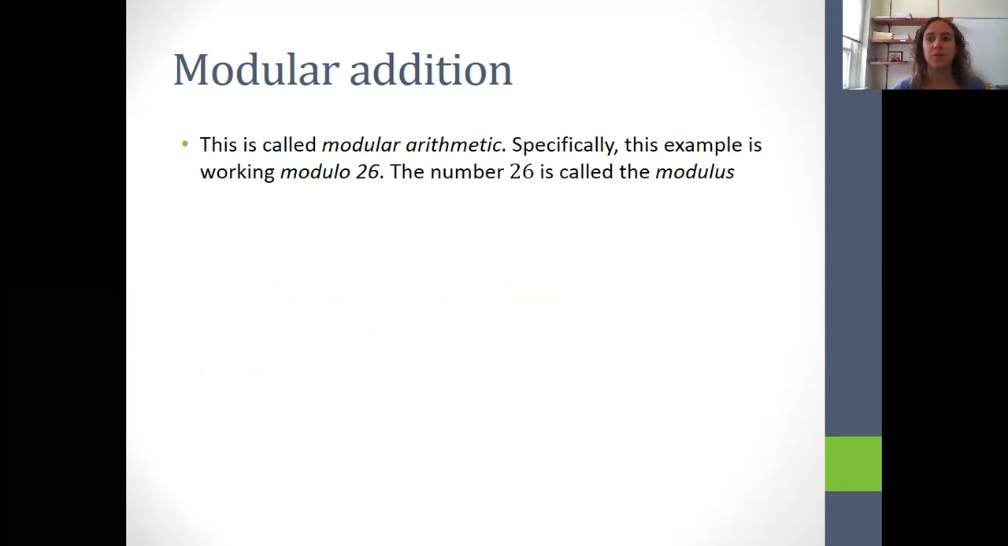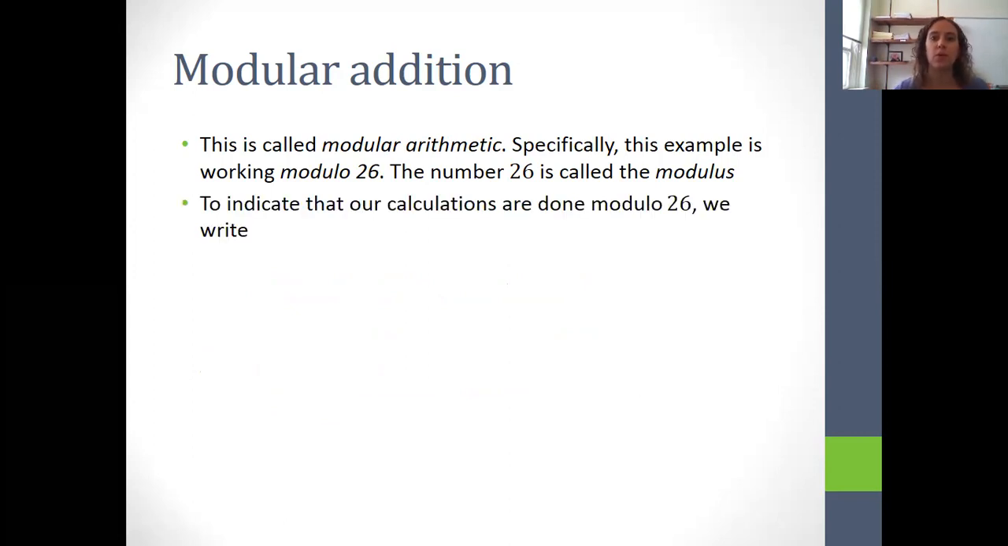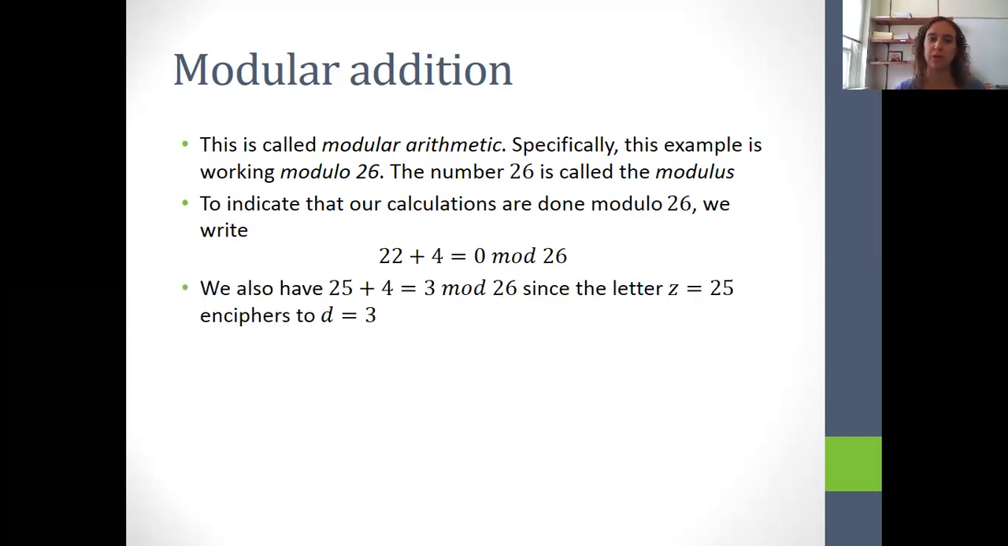Okay, so this kind of number system exists. It's called modular arithmetic. And specifically, we are working modulo 26. The number 26 is called the modulus. And of course, it's 26 in this case because there are 26 letters in the alphabet, right? A through Z. Okay. So when we're doing calculations this way in modular arithmetic, we need to indicate that we're working mod 26. And we do that by simply writing the equation as we normally would, and then just tacking on mod 26 at the end.